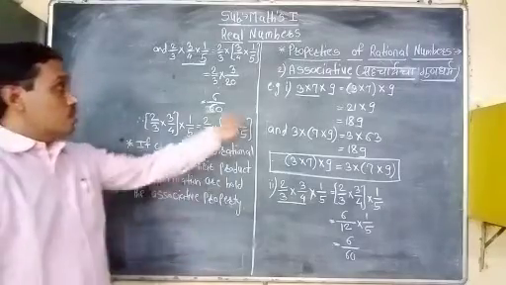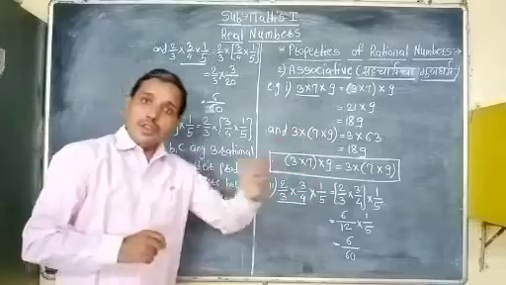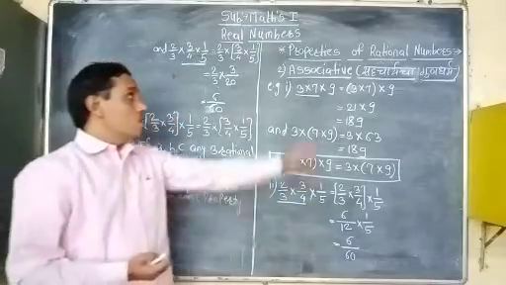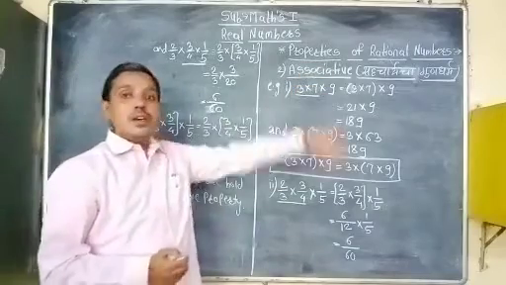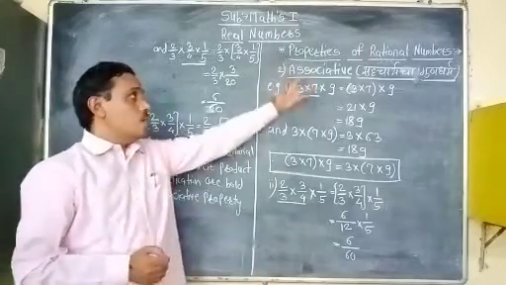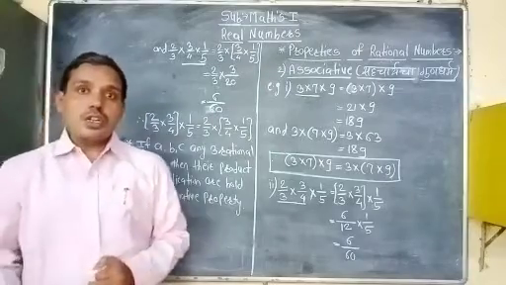That means for multiplication and for addition, both the commutative and the associative properties hold for rational numbers, and these are the properties of rational numbers.